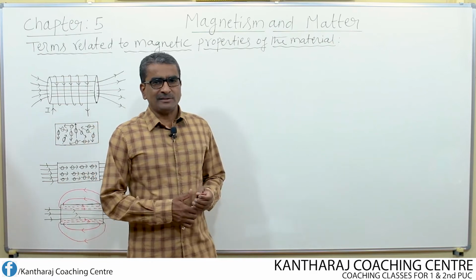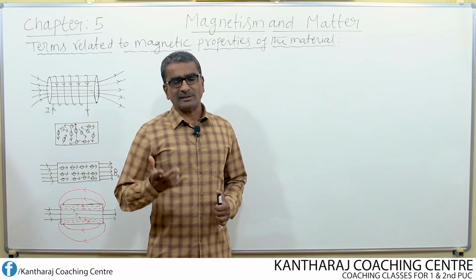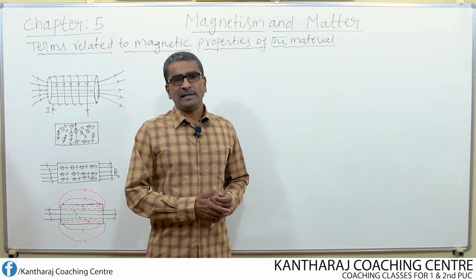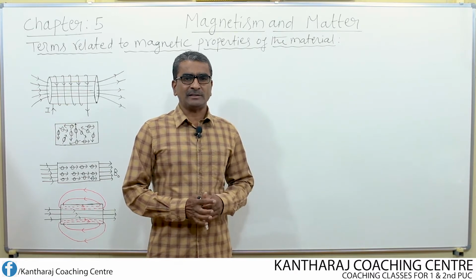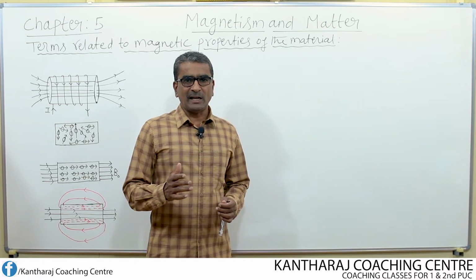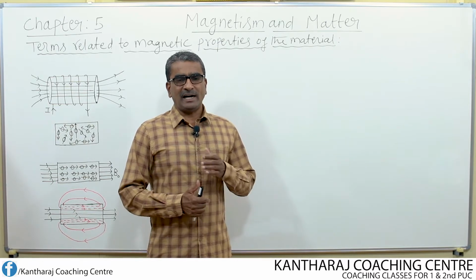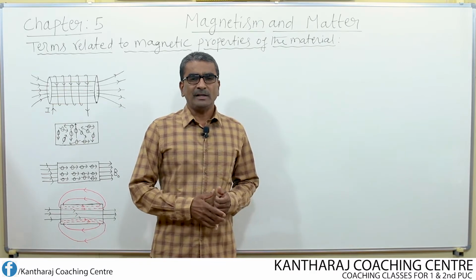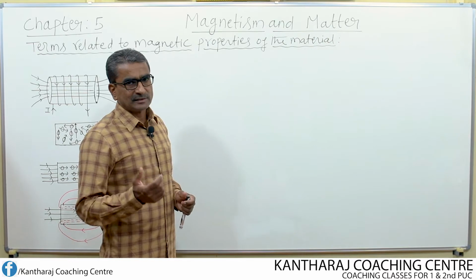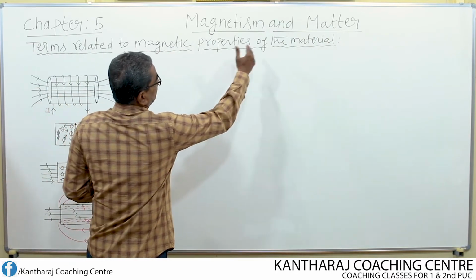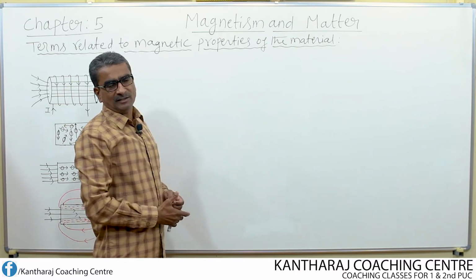In our last class, we studied earth magnetism or geomagnetism, and also the magnetic elements of the earth, like magnetic declination, angle of dip or inclination, as well as the horizontal component of the earth's magnetic field. In today's class, let us study some terms related to magnetic properties of materials.